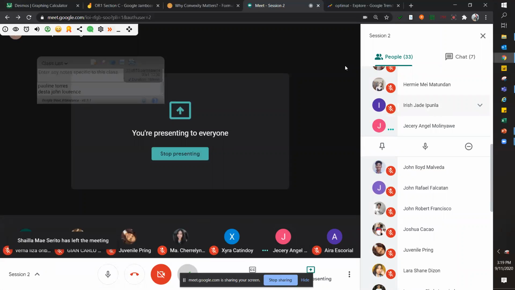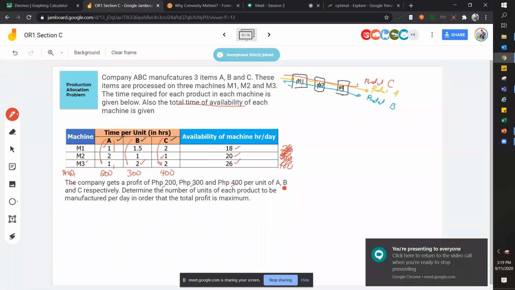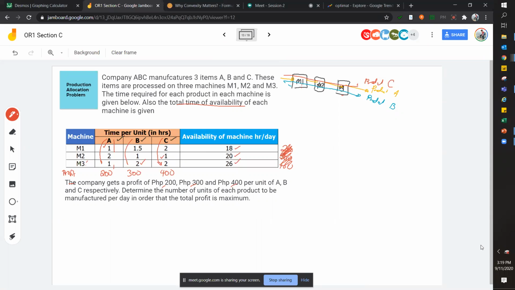Okay. So, ayan. So, try natin to for the last problem for today. So, same thing. We have to formulate the linear programming problem. Yun lang muna yung goal natin. Okay, let's start with the decision variables. Ano po ang mga decision variables natin?